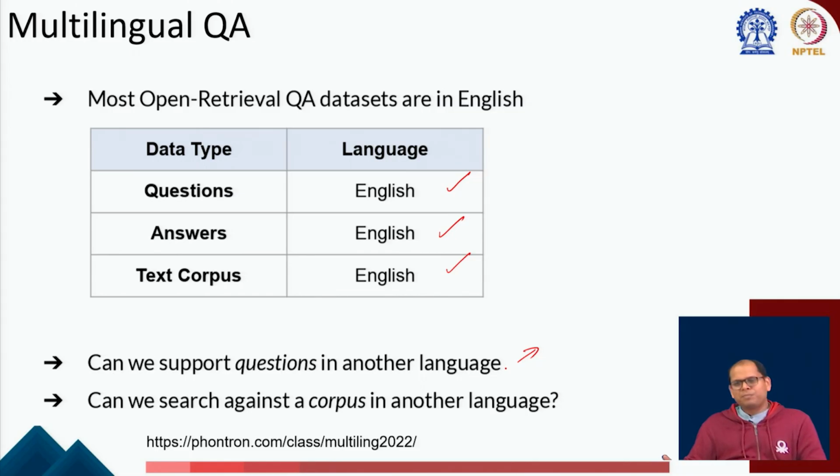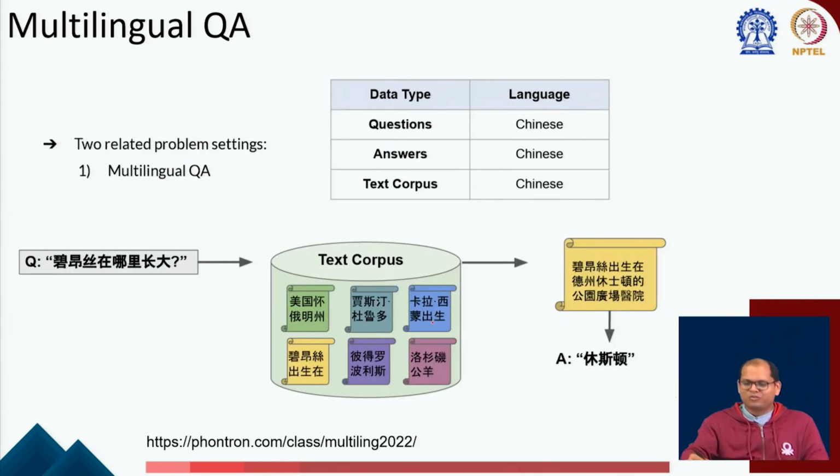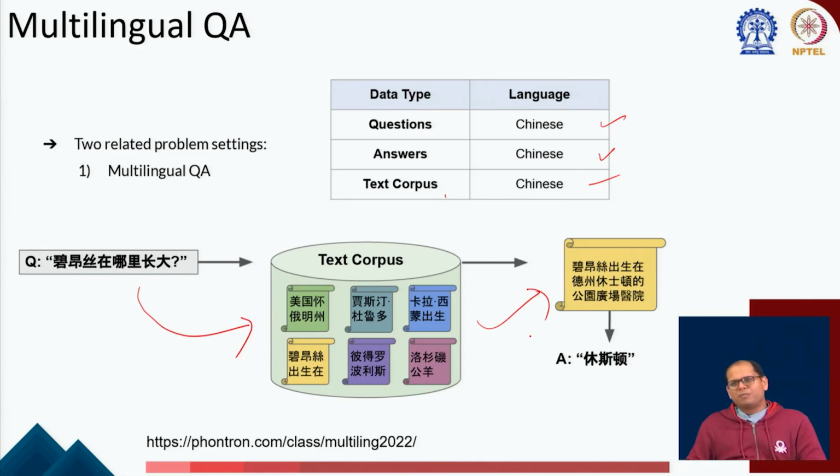One simple version can be when you just do everything for another language. You may have questions, answers, text corpus in one language like Chinese, and you can ask a question in Chinese, retrieve from the Chinese corpus and answer. This will be a very similar kind of setup. You have a model that understands that language, and you can use the same kind of models for answering these questions. But a more interesting setting would be where you have a query.